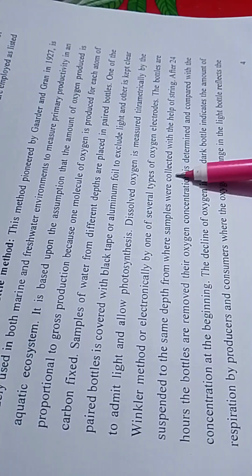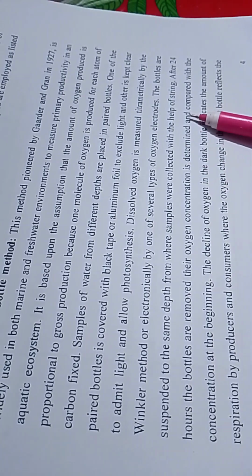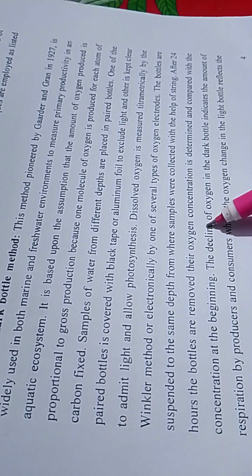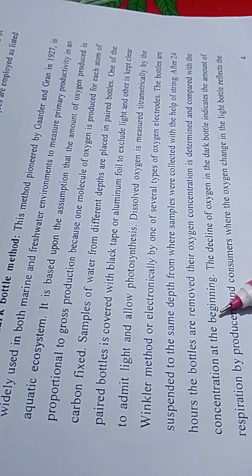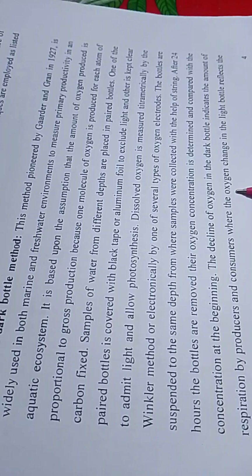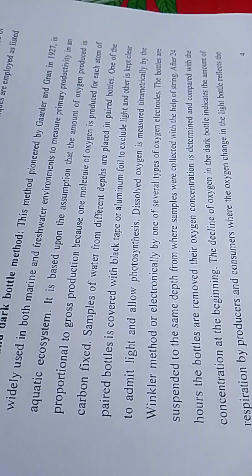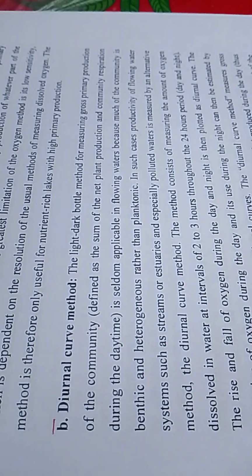The bottles are suspended at the same depth from where samples were collected with the help of string. After 24 hours, the bottles are removed. Their oxygen concentration is determined and compared with the concentration at the beginning. The decline of oxygen in the dark bottle indicates the amount of respiration by producers and consumers, whereas the oxygen change in the light bottle reflects the net result of oxygen consumed by respiration and oxygen produced.